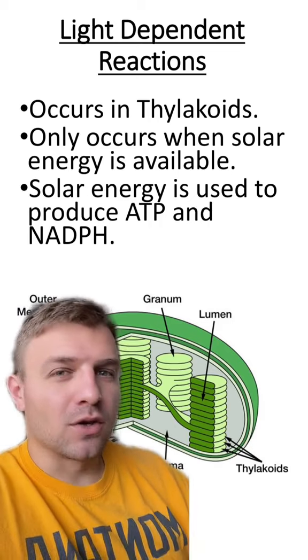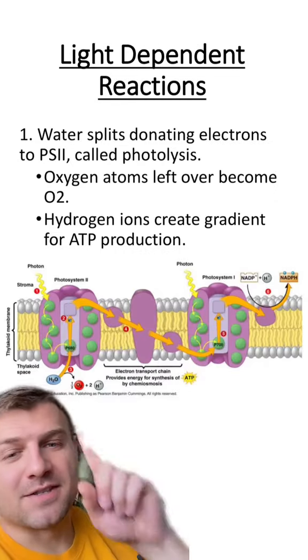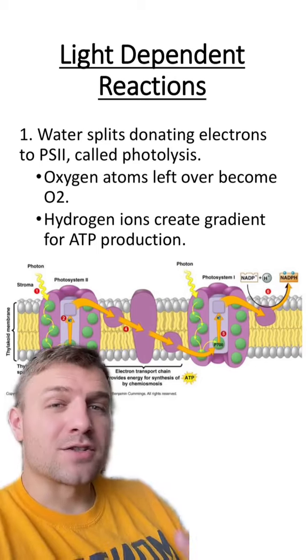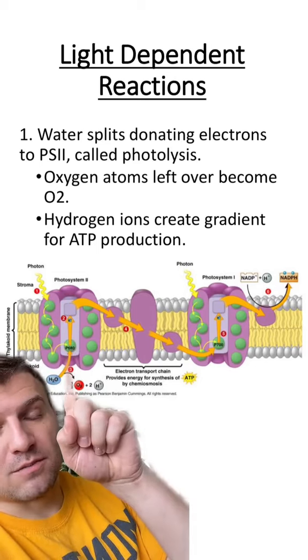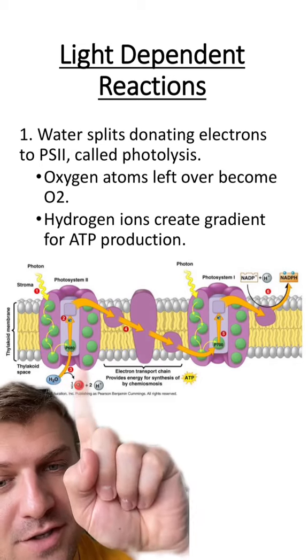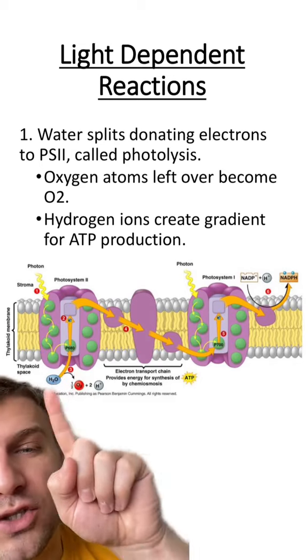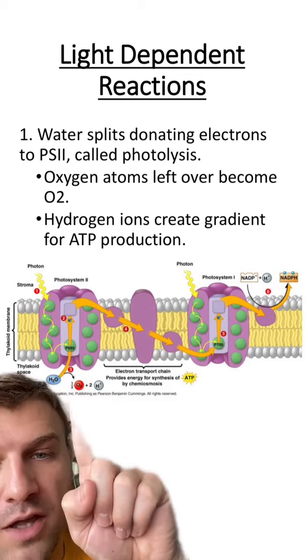Let's take a closer look at what actually happens in the light-dependent reactions. The first thing that happens is the splitting of water. This occurs at the membrane protein known as photosystem II. After water splits, it's going to donate its electrons to the photosystem. Oxygen is also going to be produced at this step. However, we need 2 molecules of water to make 1 molecule of oxygen.